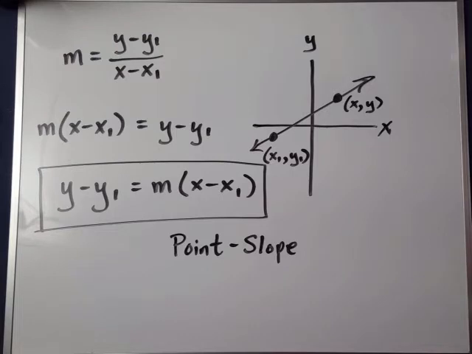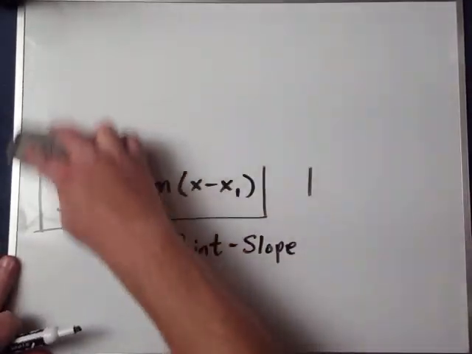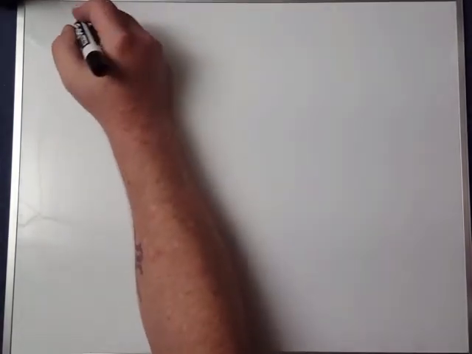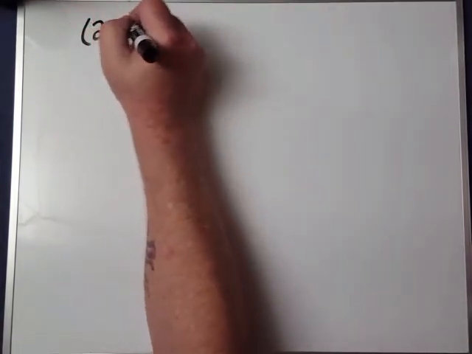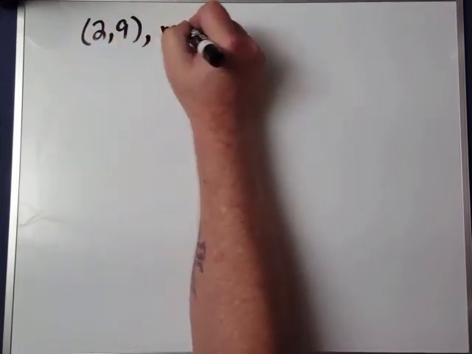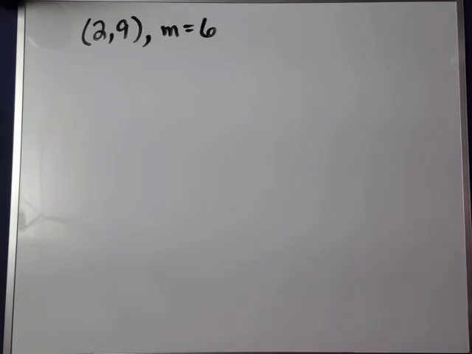Let's go ahead and jump to the homework and see how we're going to use this to work some problems. Number 6. Number 6, we have the point 2, 9 and a slope of 6. The instructions say, write an equation of the line passing through the given point and having the given slope. Give your final answer in slope-intercept form. So at the end of the problem, we need to be sure that our answer looks like y equals mx plus b. In other words, that our equation is solved for y.